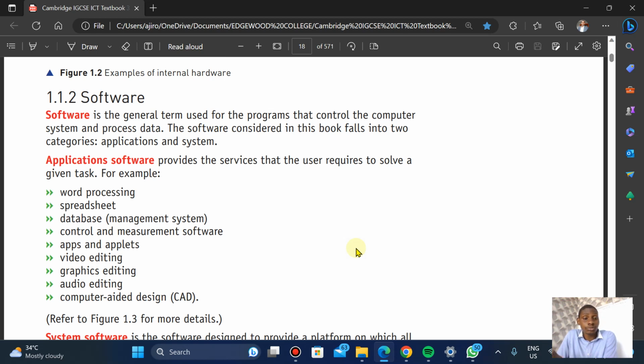We have Quattro Pro, we have iWork Numbers. For database, we have your Access, your MySQL, your Oracle, a lot of them. Video editing, a lot of video editing software like Adobe Pro. You have your graphic editing like your CorelDRAW, Paint.net, Photoshop, etc.